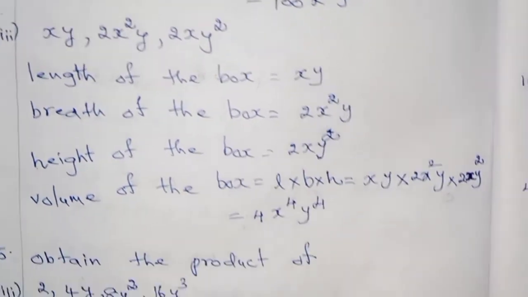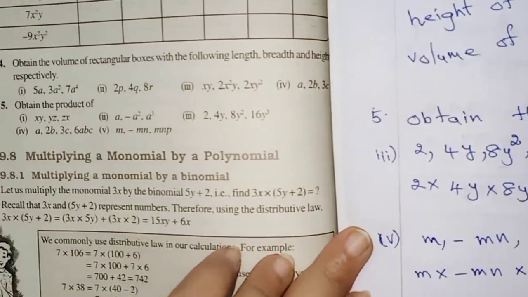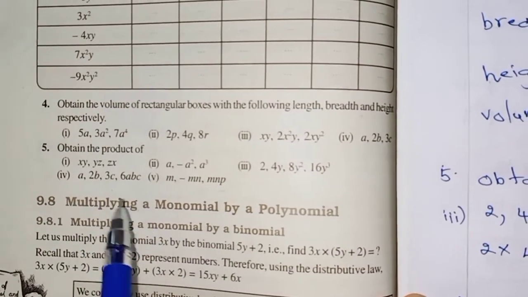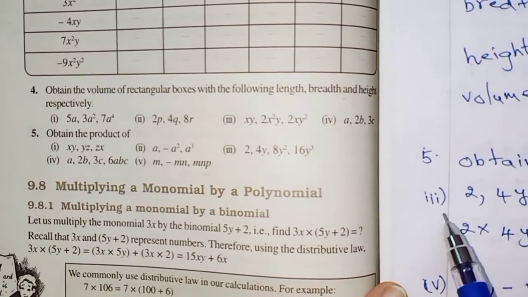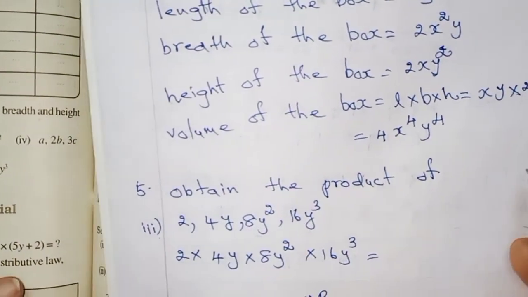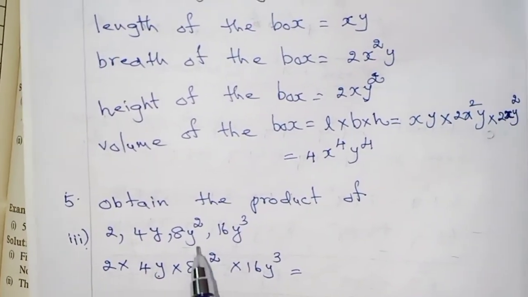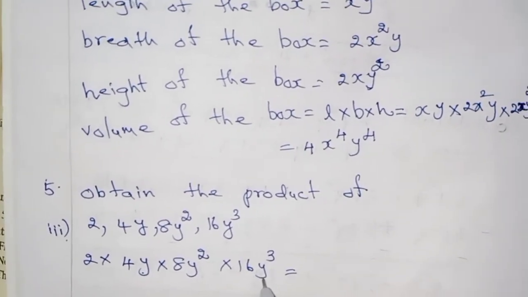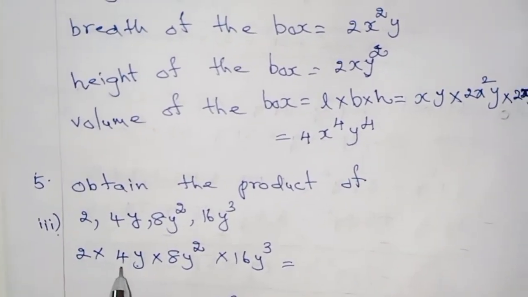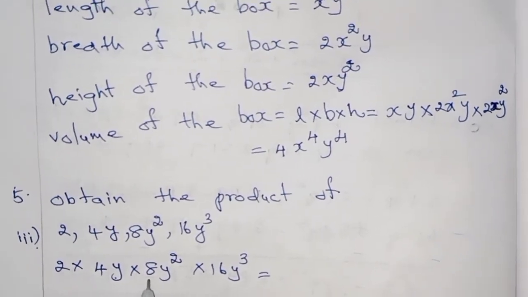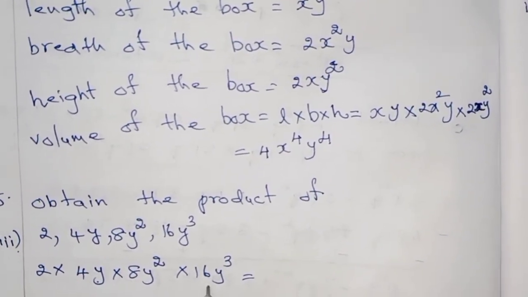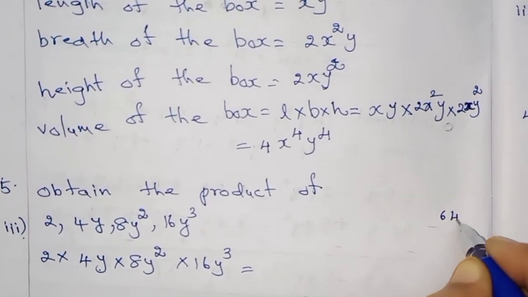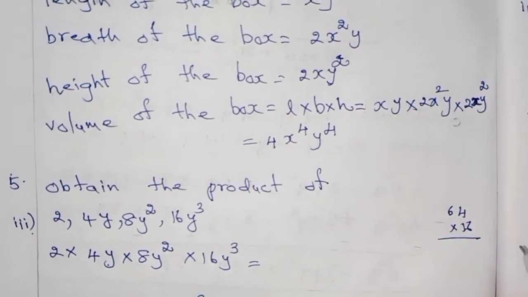Now look at the fifth question. Obtain the product of these. Look at the third sum: 2y into 4y into 8y square into 16y cube. First we multiplied the coefficients: 2 fours are 8, 8 eights are 64. Then we multiply 64 into 16.